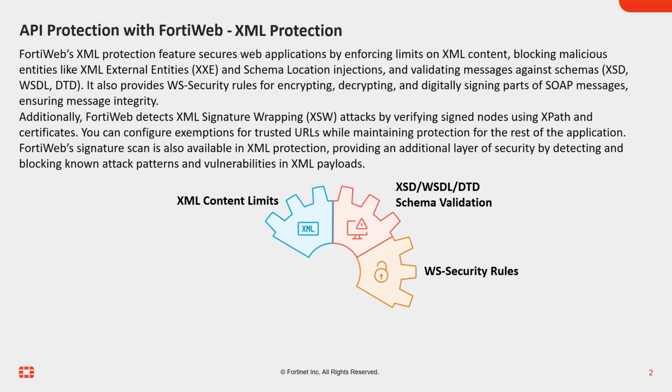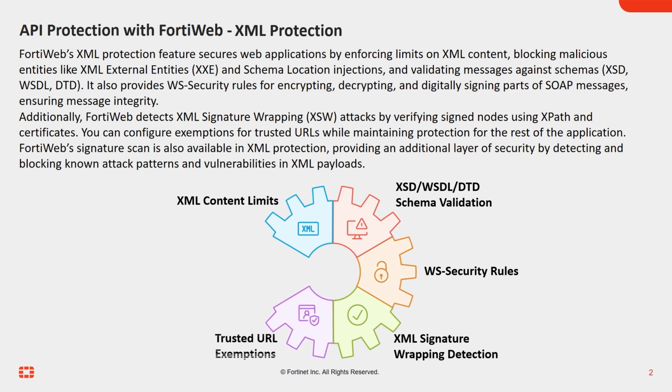To ensure message integrity, FortiWeb provides WS security rules for encrypting, decrypting, and digitally signing parts of SOAP messages. Additionally, it detects XML signature wrapping (XSW) attacks by verifying signed nodes using XPath and certificates. You can configure exemptions for trusted URLs while maintaining protection for the rest of the application.